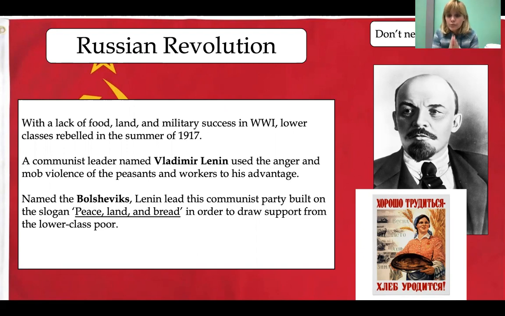And so people are really, really angry. First, they're angry at the Tsar, and now they're angry at this new government. And they're furious about World War I. Why did we even get into this war in the first place? And so, guys, the Bolsheviks, this Communist Party, they're going to run on this slogan of peace, land, and bread. So peace in World War I, land for all of us because communism, and bread, so food for everybody. And that's going to draw a lot of support from the lower class poor.